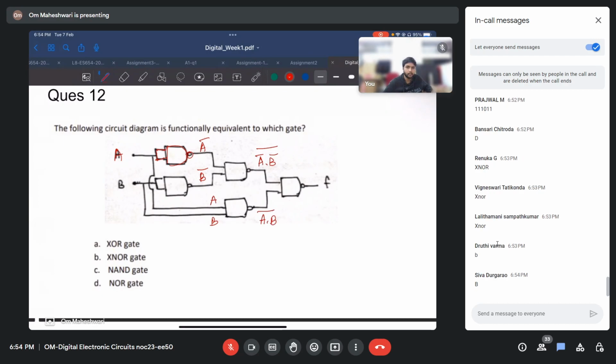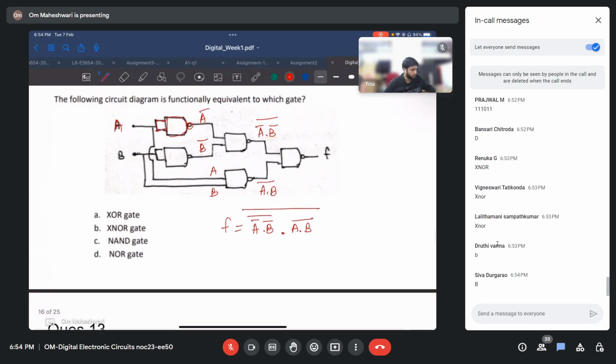Now again NAND. So F will be A bar dot B bar whole bar dot A dot B bar whole bar. Right. So if we use De Morgan's law, it says A dot B whole bar equals A bar plus B bar, and A plus B whole bar equals A bar dot B bar. So we will use the first one here.